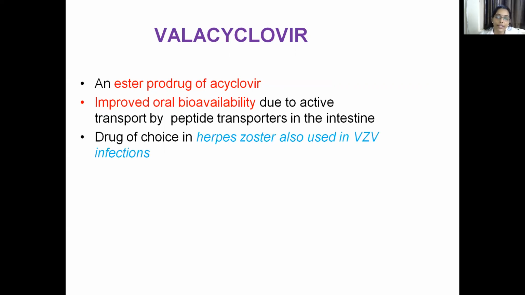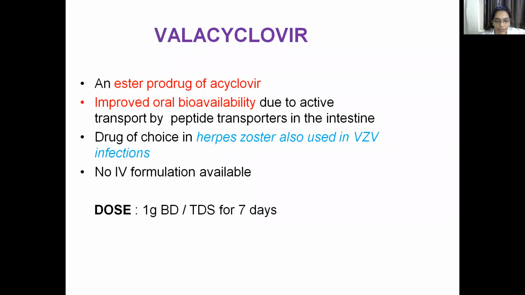Then it is the drug of choice in herpes zoster, and it is also used in varicella zoster virus infections. And no IV formulation is available for this. The dosage is 1 gram BD or TDS for 7 days.